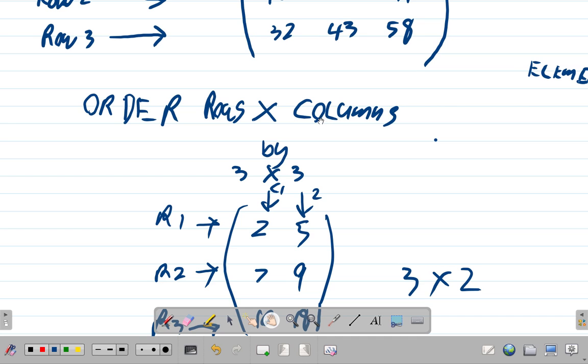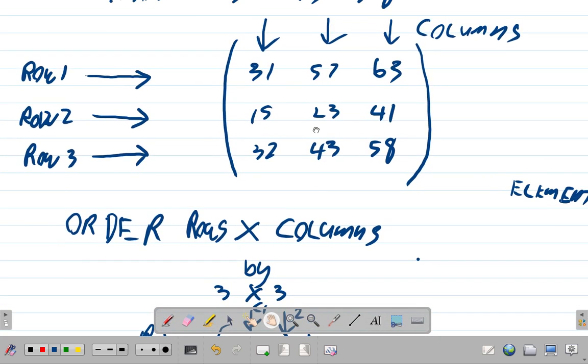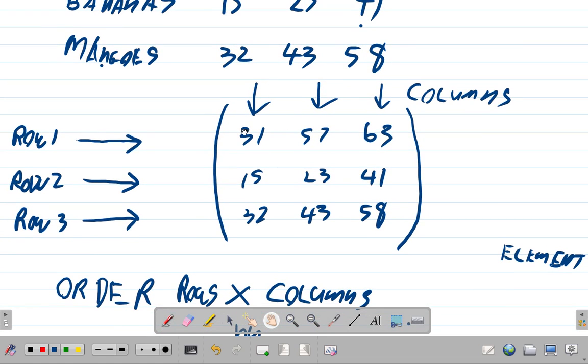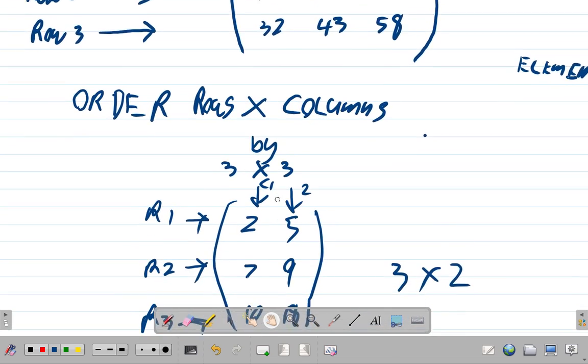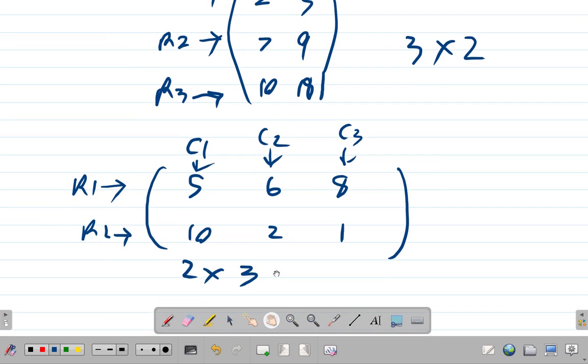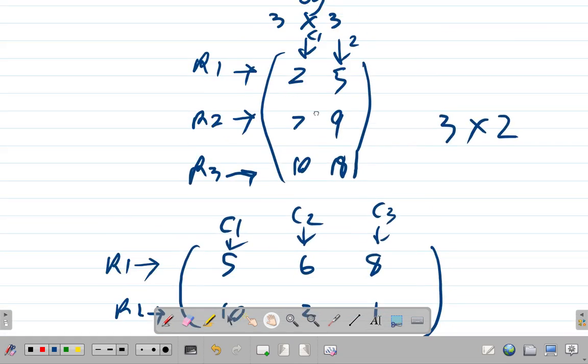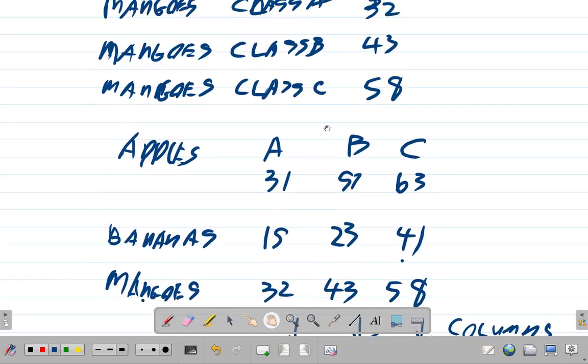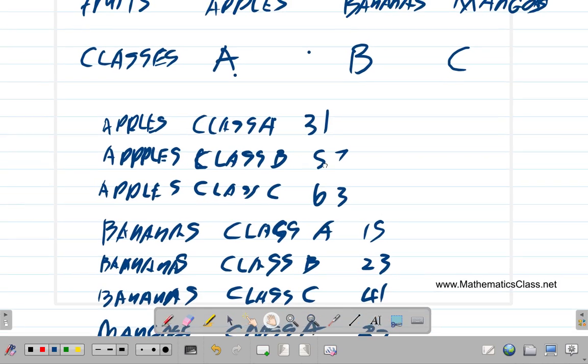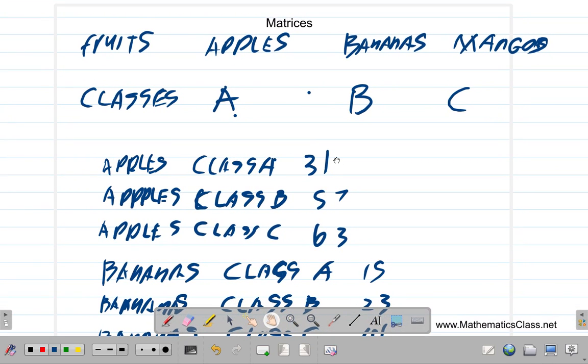Now, here we have number of rows, number of columns, elements in the matrix. Then let us look at different types of matrices. But what we will do is leave that out until we see our next video.